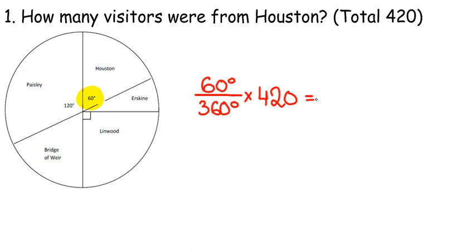Depending on the calculator you're using, you could use a fraction button, or you could just do 60 divided by 360 times 420, and that's how I'm entering it in my calculator. And that's also another way of writing down your work. You don't have to write it as a fraction like that. We pop that in your calculator, we find that that is 70. And again, we're talking about a quantity: 70 people.